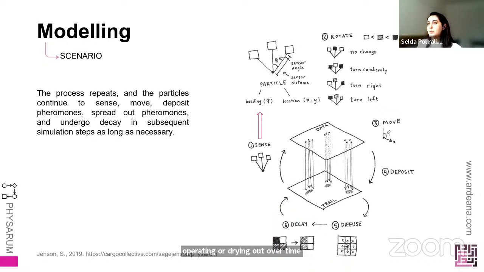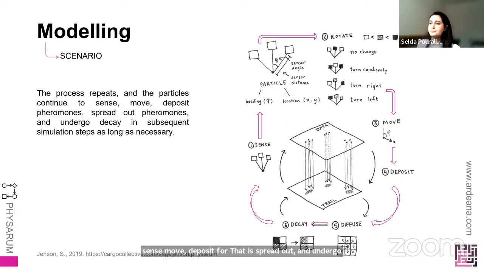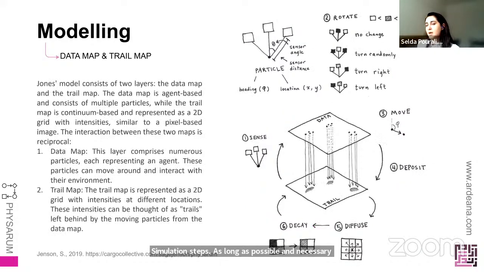So this process repeats and the particles continue to sense, move, deposit pheromones, spread out pheromones, and undergo decay in subsequent simulation steps as long as possible and necessary. By the way, this visualization here is by Sage Jensen, which you can see here, and I suggest going through his resources, which have really good information gathered together.